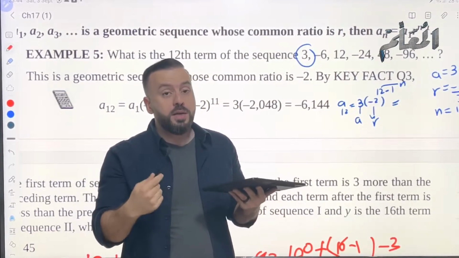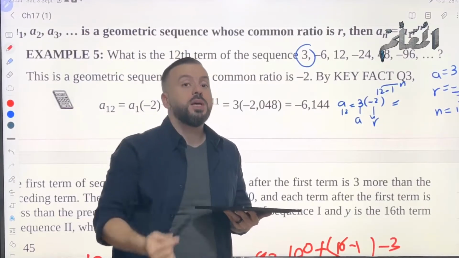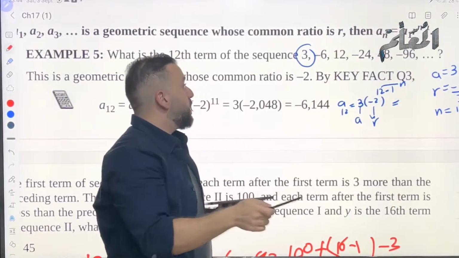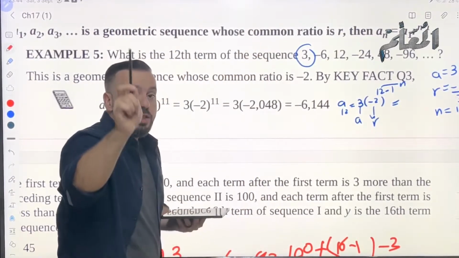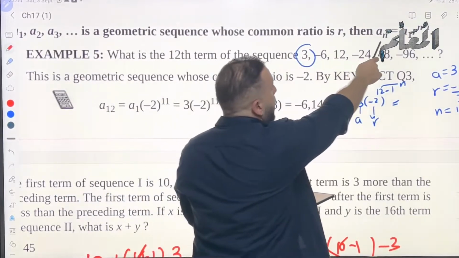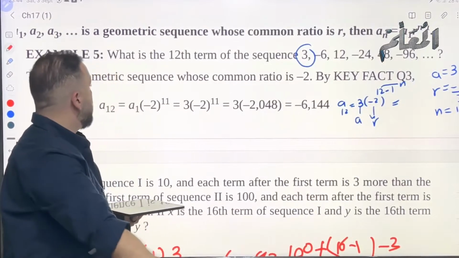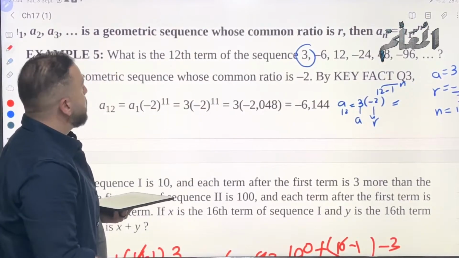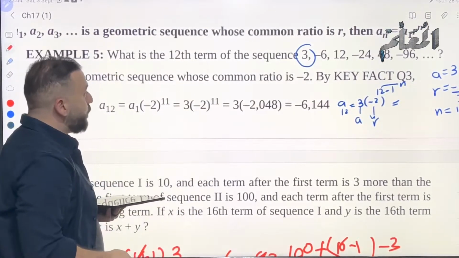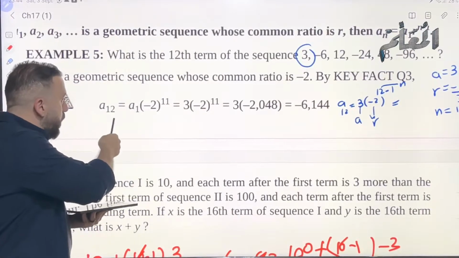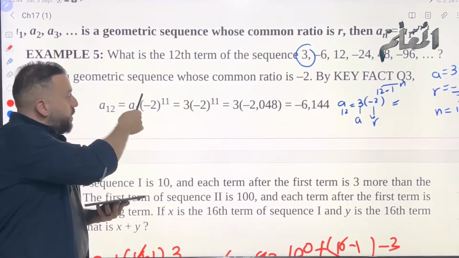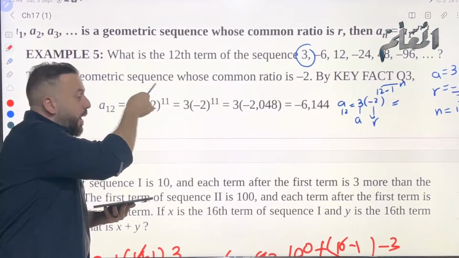And remember, the geometric is the division between terms. It is a constant ratio. So in this case, I can decide it's a geometric sequence, which has the rule a_n equals a r to the power n minus 1. Check this with me. If I want to know the 12th term, the 12th term is going to be a_12, a times negative 2 to the power 11, which is 12 minus 1.